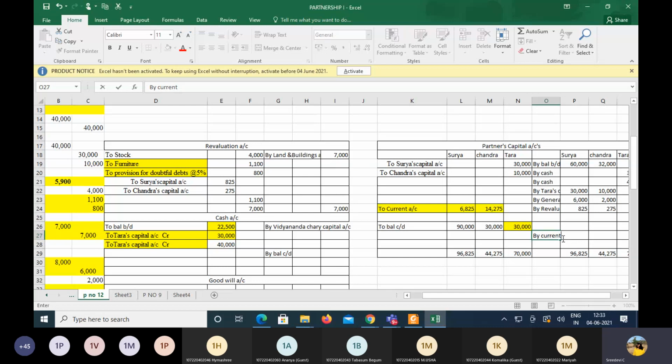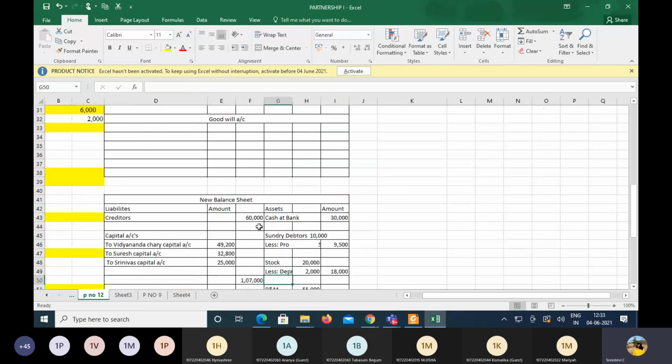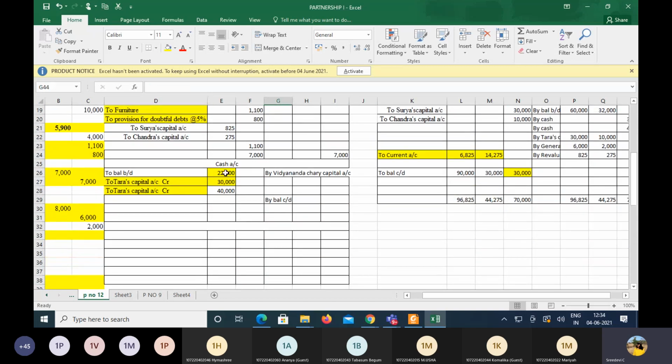Hope you all understood now why he mentioned it as debit or credit. Now let's go with the balance sheet. So in the balance sheet, first let us quickly take the total of the cash. So the cash is 92,500.